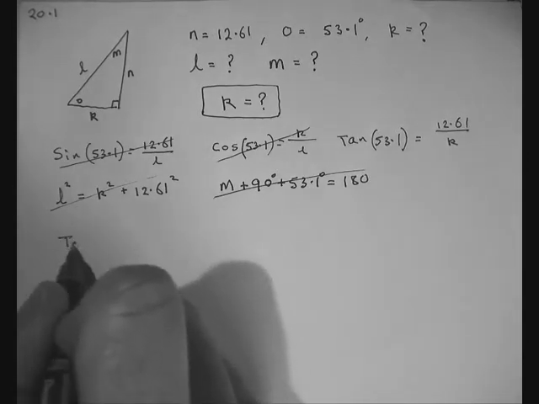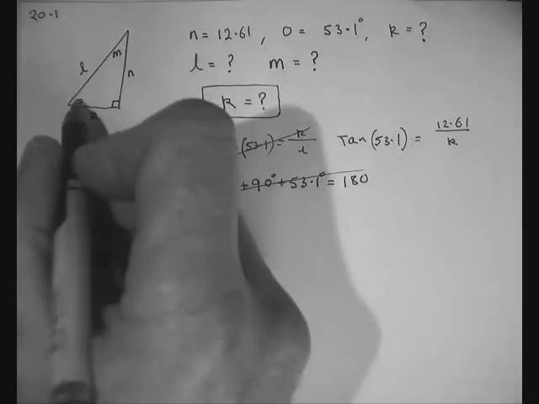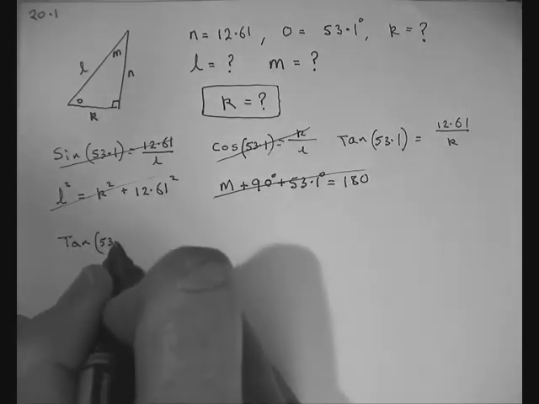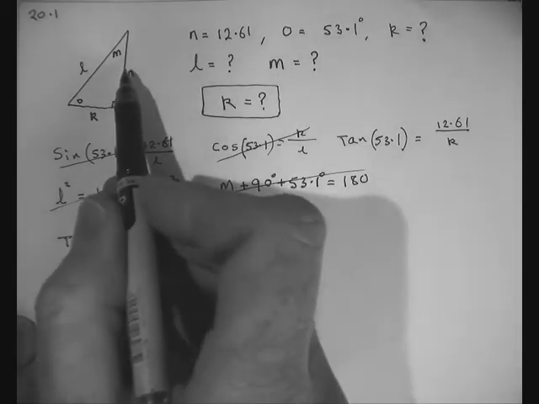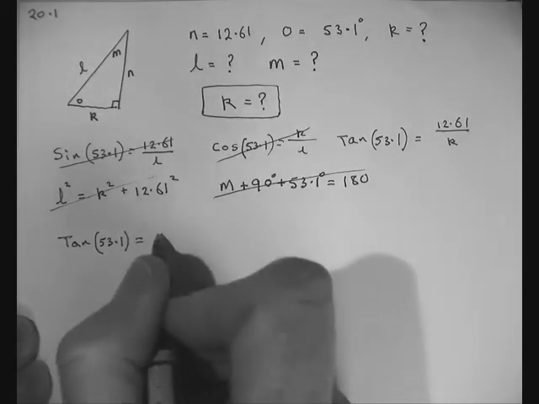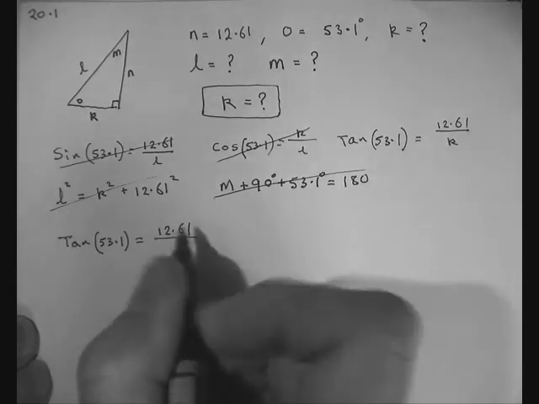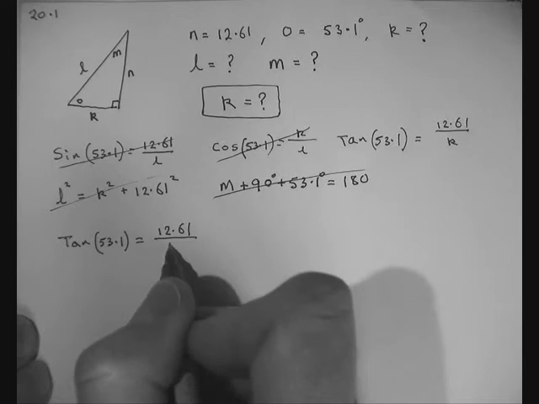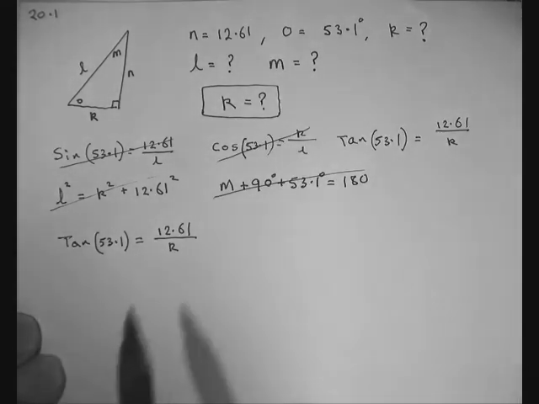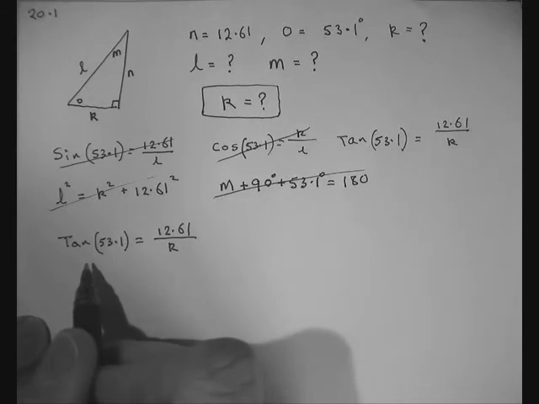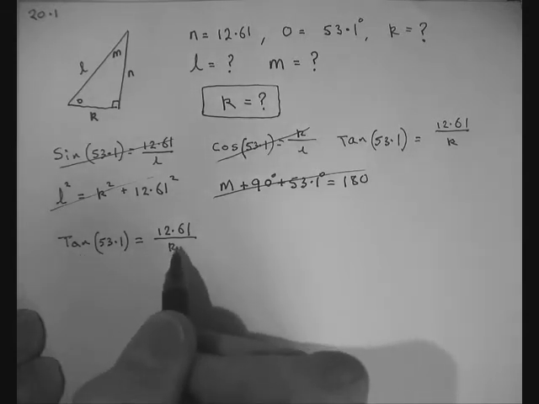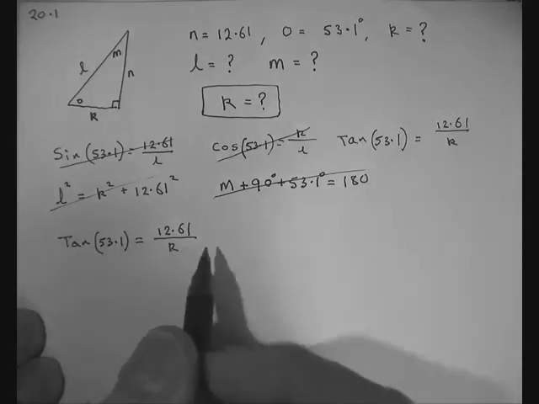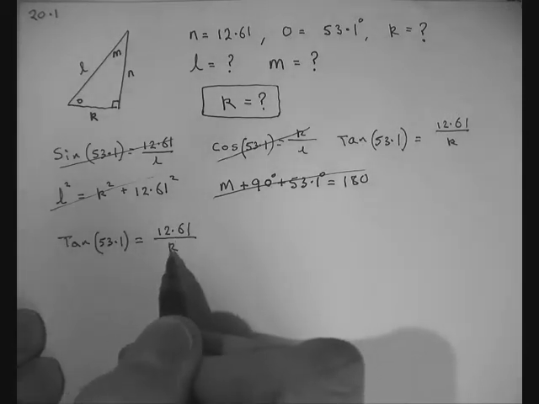We're told now the tan of the angle 53.1, that's the angle O, is equal to the opposite, which is N. We know what N is, it's 12.61, divided by the adjacent, which is K. We don't know what K is, and we're trying to find K. That means getting K eventually on its own on one of the sides. K is a divider here. We don't want it as the denominator, so we want to clear this K out of here.